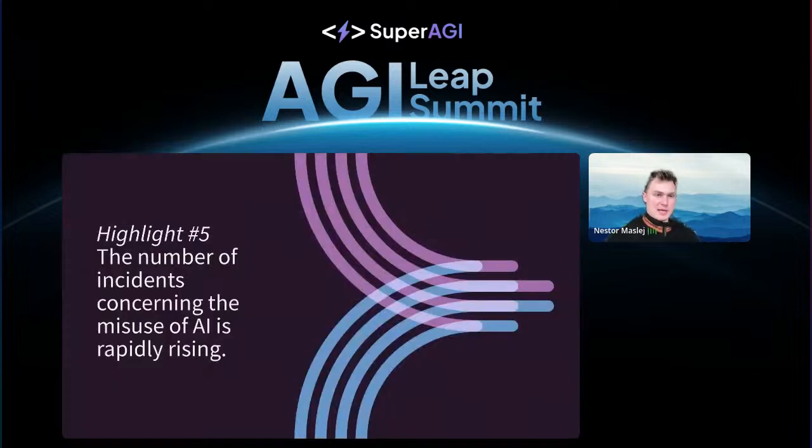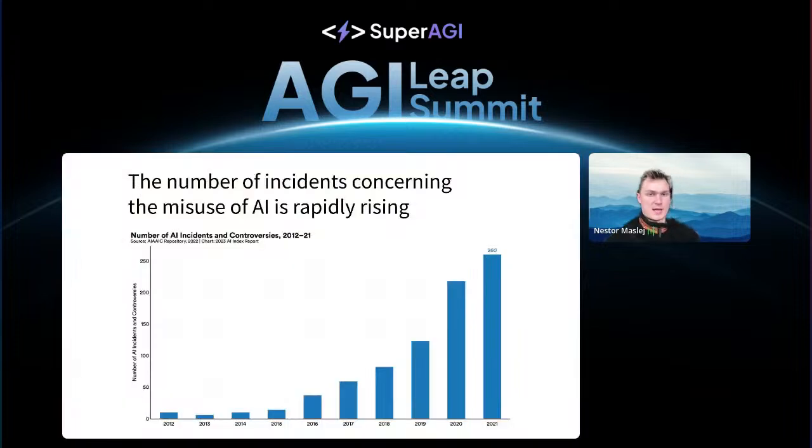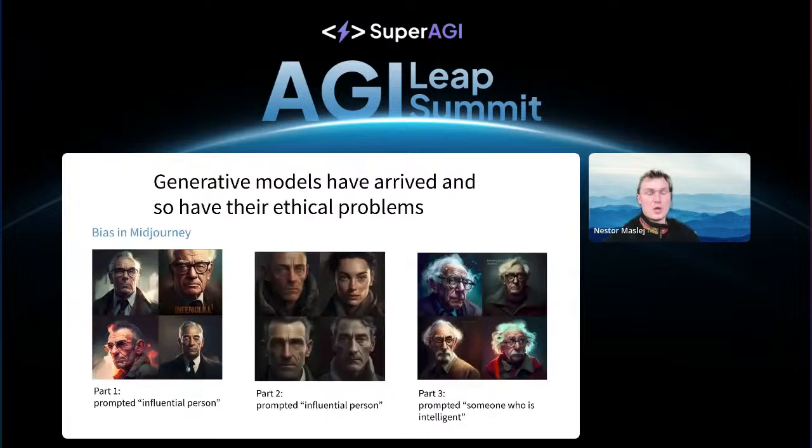On the ethical side, another big highlight is that the number of incidents that concern the misuse of AI are rapidly rising. This chart comes to us from the AIAAIC repository, and it looks at the number of AI-related incidents and controversies, and you'll notice the number of such incidents has really skyrocketed since 2012, reflecting both a growing awareness of this technology and the fact that this technology is becoming increasingly socially integrated.